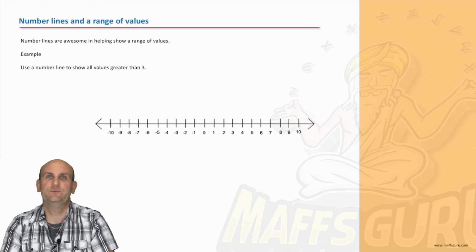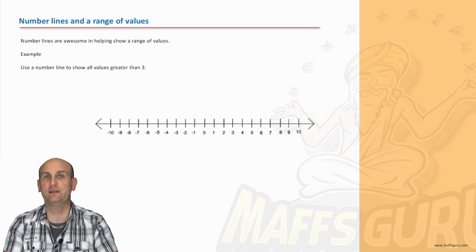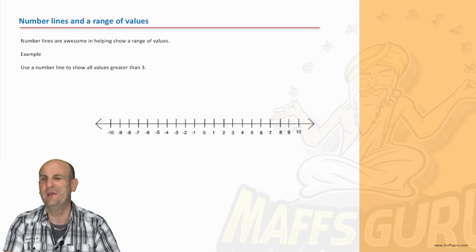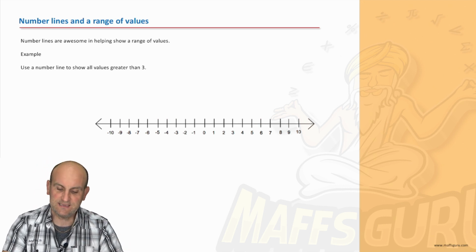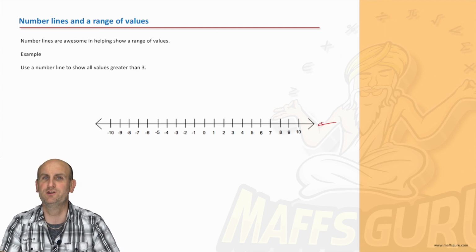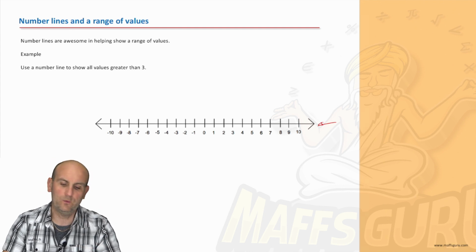We need other ways of being able to do it, and I'm going to demonstrate this now by using something called a number line and a range of values. Now, what do we see here? So we've got my number line, and I've just ripped this off the internet. It goes between -10 and 10, but these arrows here say that, to quote Buzz Lightyear, it goes to infinity and beyond.